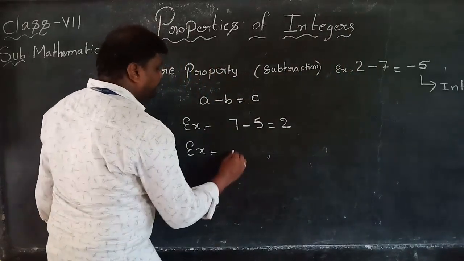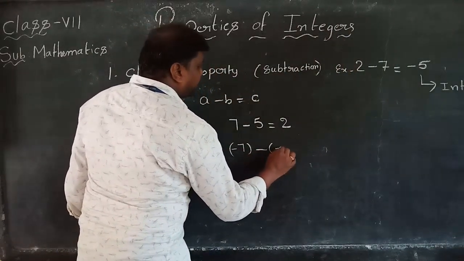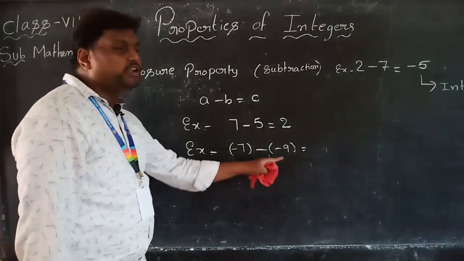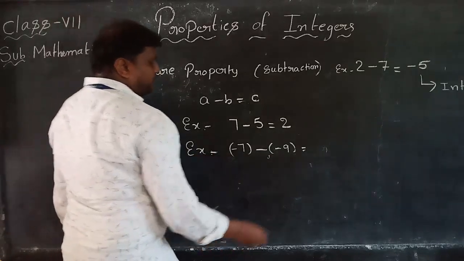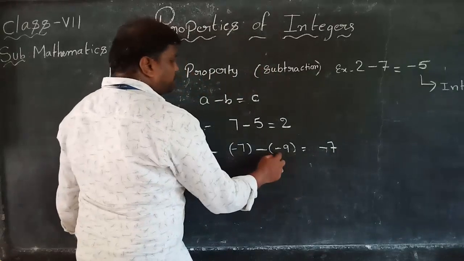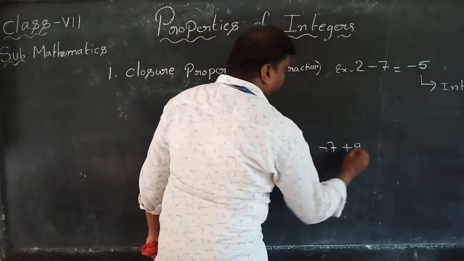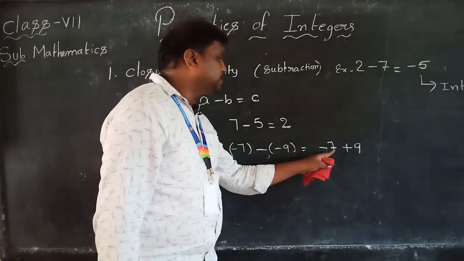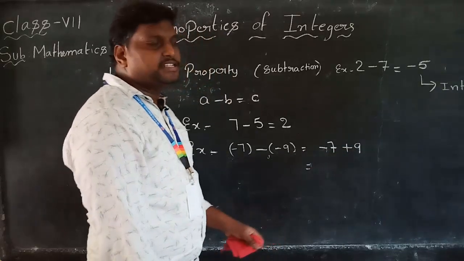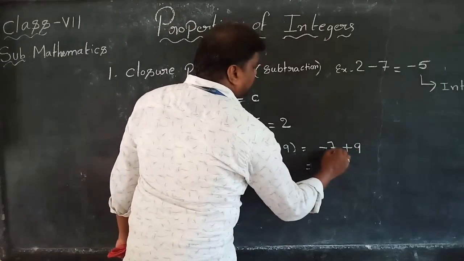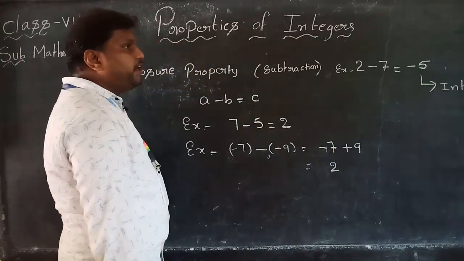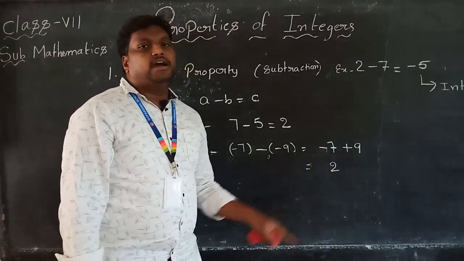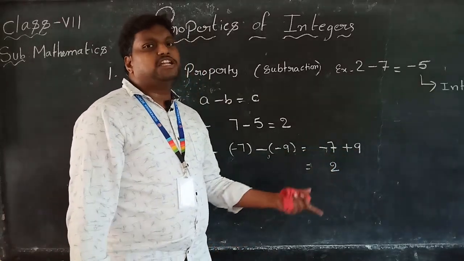Next, one more example. -7 and -9. I am taking two negative integers. See here, -7 first. Here there are two different symbols: 7 is a negative integer and 9 is a positive integer. Then obviously we use the subtraction operation. 9 minus 7 is 2. Finally the symbol: the higher value is 9, the symbol of 9 is plus, that's why the answer is also plus 2. Plus 2 is an integer.